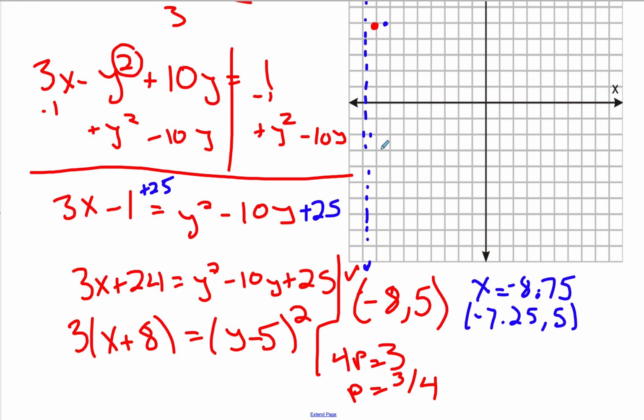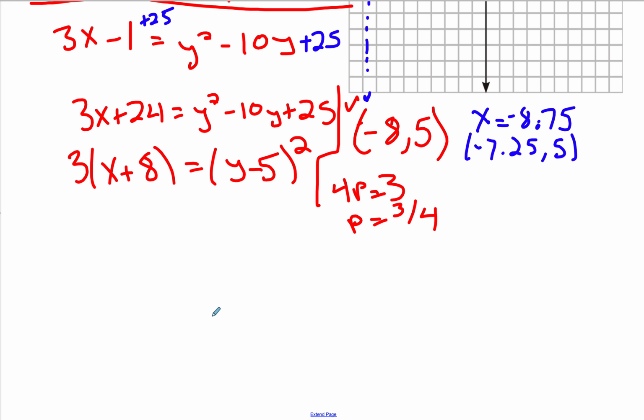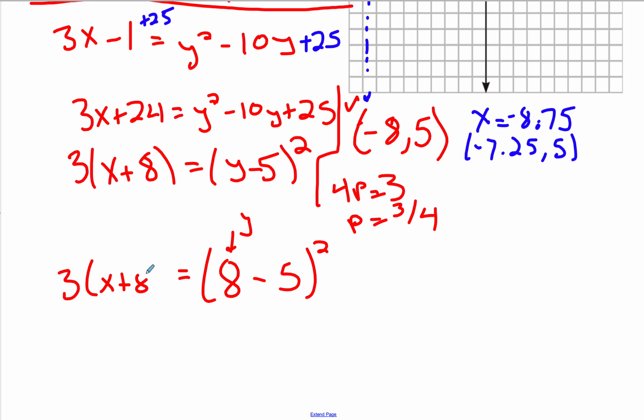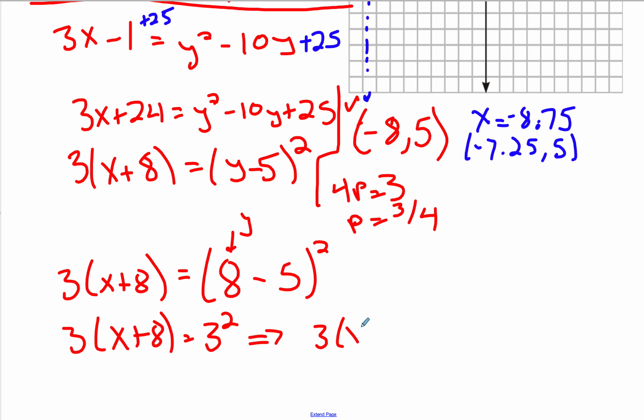Now we need to find our 2 points. So I'm seeing 3. I'm going to shoot for 9. Only one I can think of off the bat. So we need to make this 3. So I'm going to say, let's plug in 8, because 8 minus 5 we know is 3. So 3 times x plus 8 equals 9. X plus 8 equals 9. So x is equal to 1.